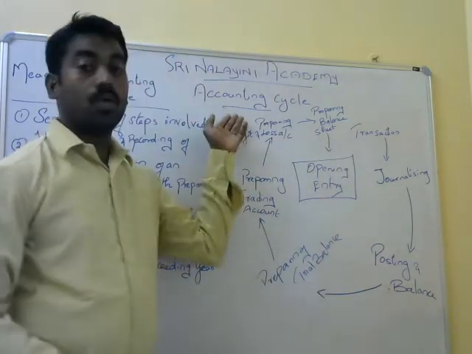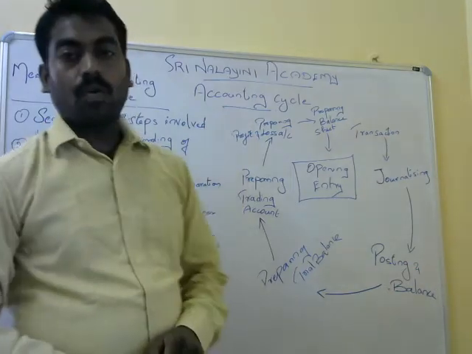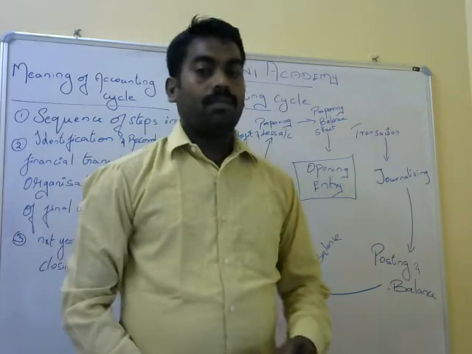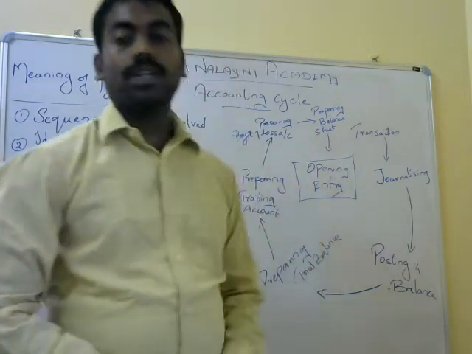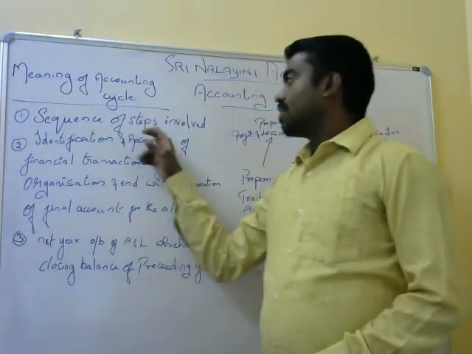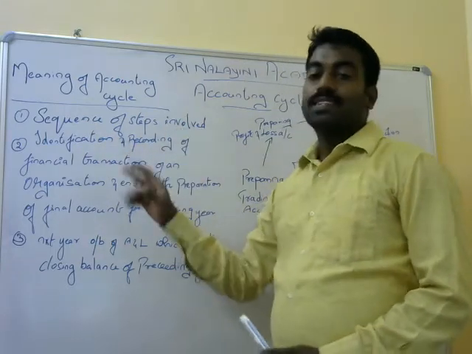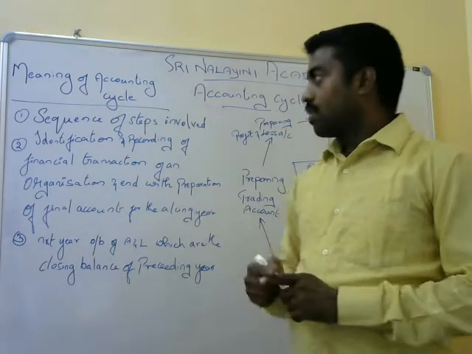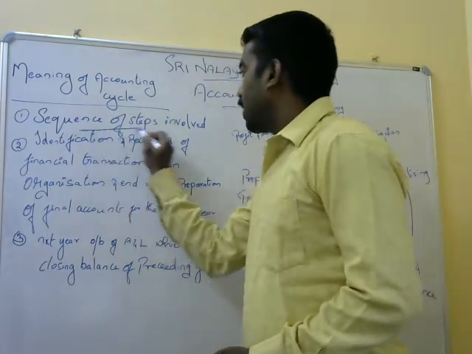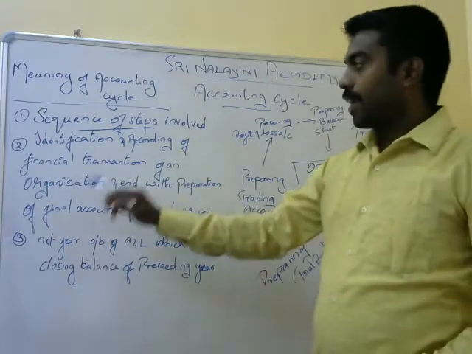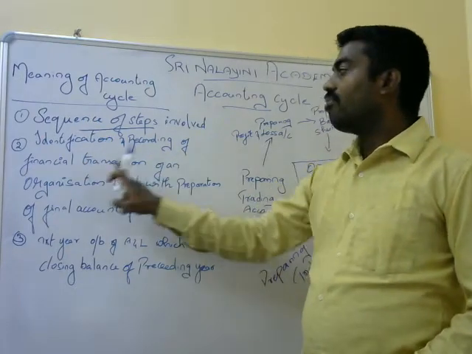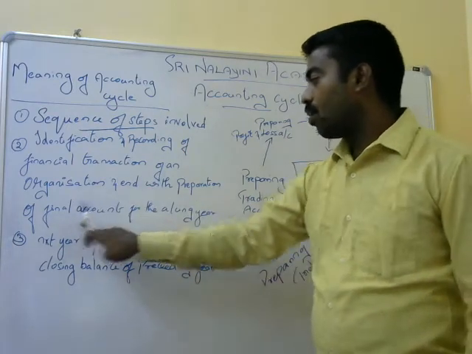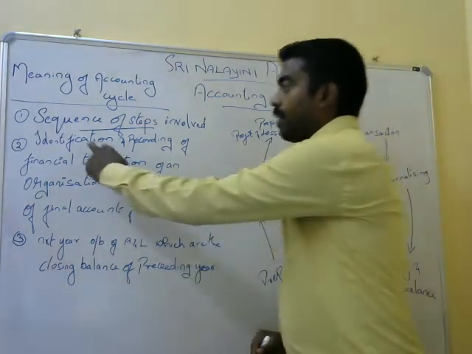It's called the accounting cycle. With the help of the accounting cycle, we can prepare the whole financial statement. So let us see what the accounting cycle is. The accounting cycle is nothing but a sequence of steps. What is a sequence of steps? It is a step-by-step process. And the second point: identification and recording of financial transactions of an organization, and it ends with the preparation of final accounts for the accounting year.